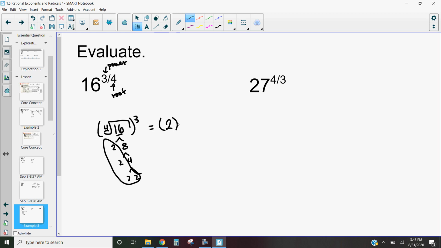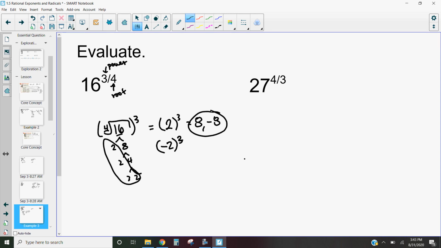It's either going to be 2 cubed or negative 2 cubed. We have both the positive and negative version of that. And 2 cubed is 8, and negative 2 cubed is negative 8. So those are our 2 solutions there. Remember that the numerator is our power, the denominator is our root.